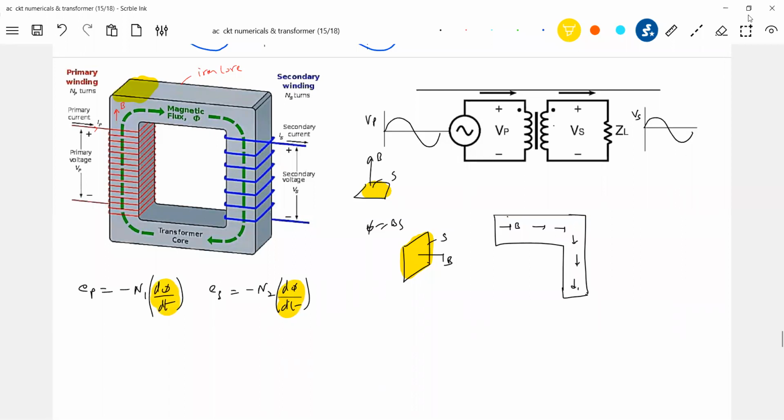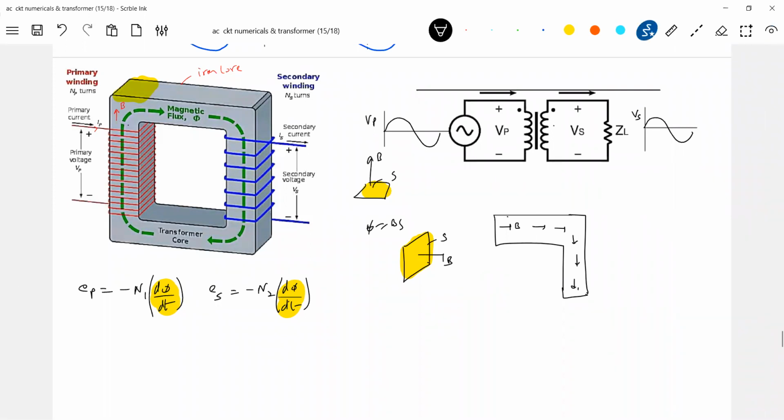Not the EMF induced in the coil. How can I make the flux link that one? You see, this is B, B into S, B into area of cross section. The same B into S will link here. So B into S, and B is in fact variable. Therefore, the rate of change of flux linking the primary is equal to the rate of change of flux linking the secondary. So from this, we can write d phi by equating these two.